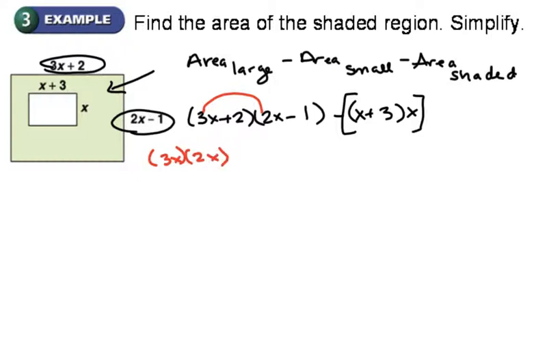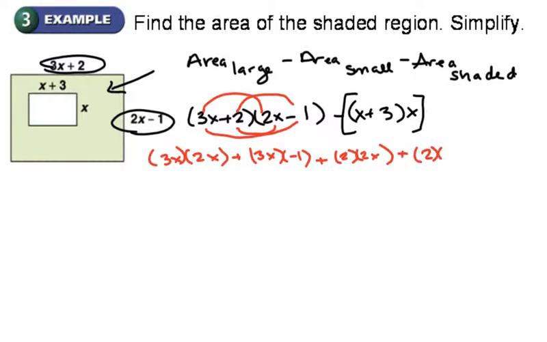So 3x times 2x, outside 3x times negative 1, and then we have inside 2 times 2x, and then we have 2 times negative 1. All right, cleaning house, right? Cleaning everything up. 3 times 2 is 6. X times x is x squared. That one is done. 3x times negative 1, that's going to be negative 3x. 2 times 2x is 4x. And then 2 times negative 1 is negative 2.